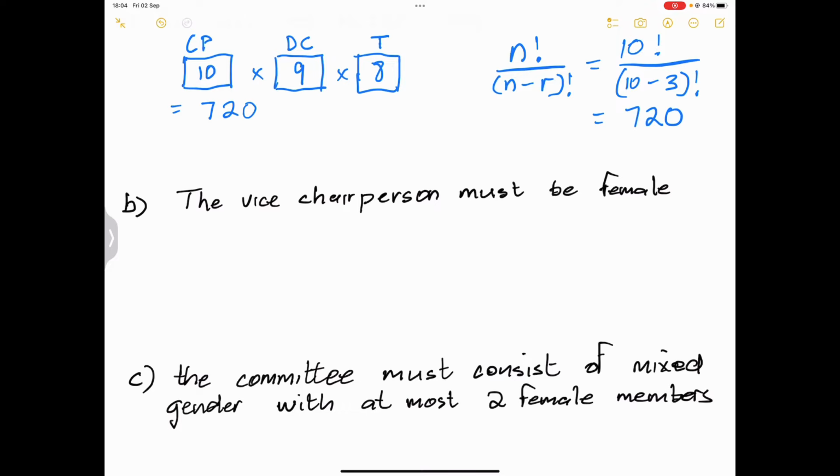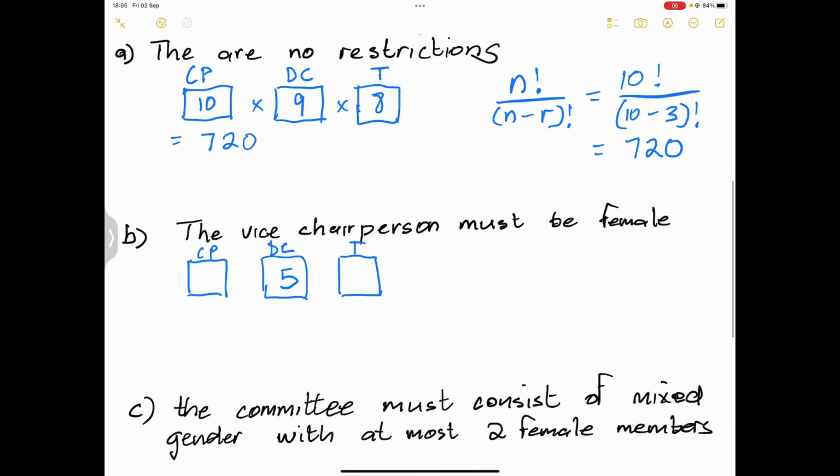So there are 2 possibilities. Let's say we've got our chairperson here, we've got our deputy here, deputy chair, and we've got our treasurer. In this case, I want you to think about it. We know for sure that our vice chairperson must be a female. So how many can we choose from? We can choose from 5. Remember, that's the number of females that we have.